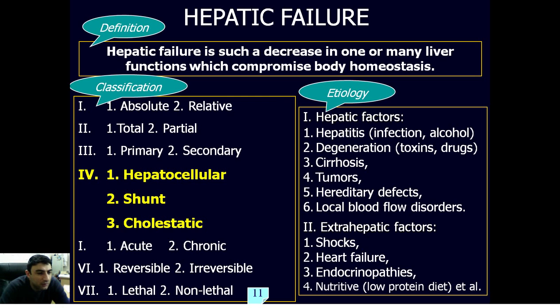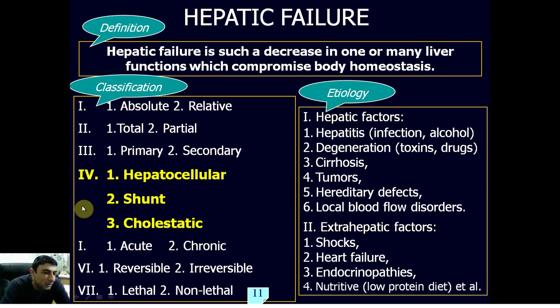Pathophysiologically, we may classify hepatic failure depending on lots of different factors, including that of etiology that we already discussed, hepatic and extrahepatic causes, as well as absolute or relative, not a common classification, of course, but we may imagine that some functions are maintained while the others are absent, or if everything is impaired, sometimes that could be considered as absolute. Or it could be total and partial, primary versus secondary.